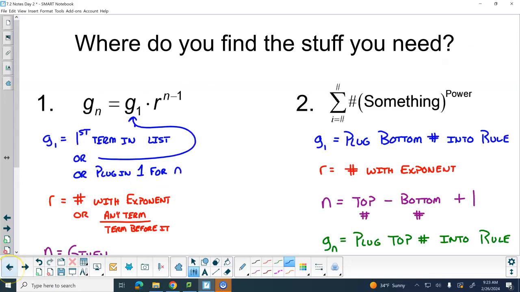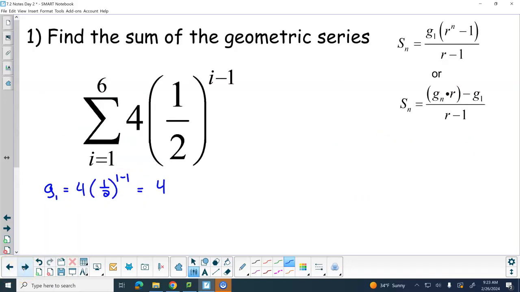What is my R value? We described it as the term with the exponent on it. 1/2 is my R value. Now, you for sure got to find those two things.